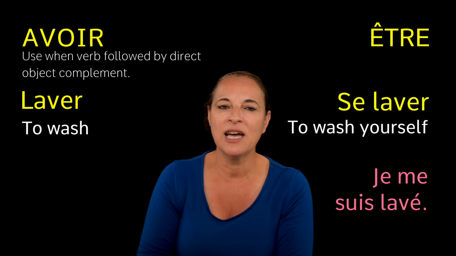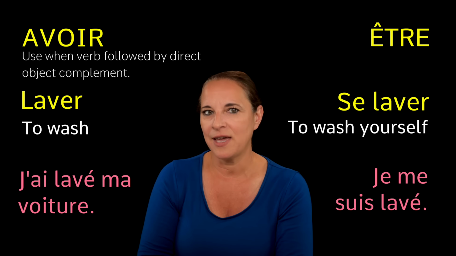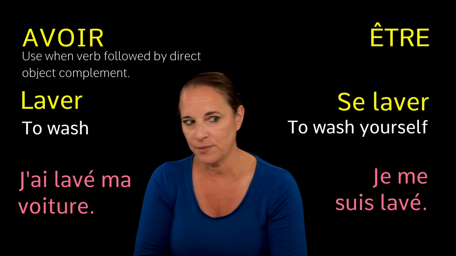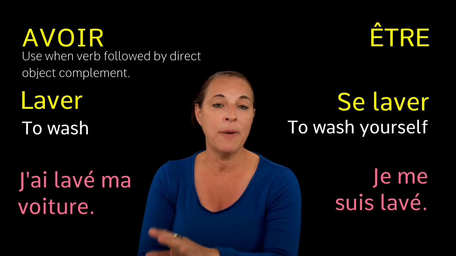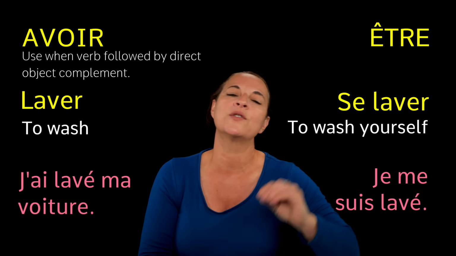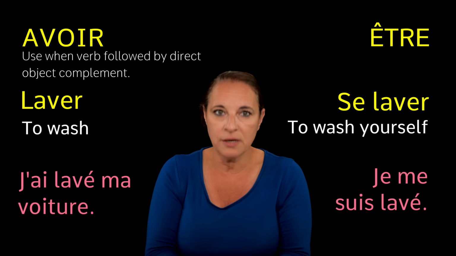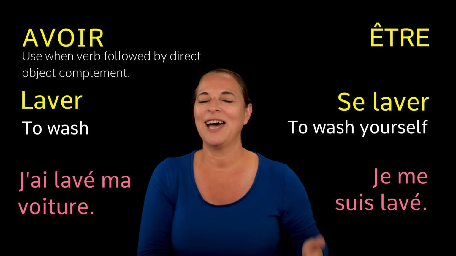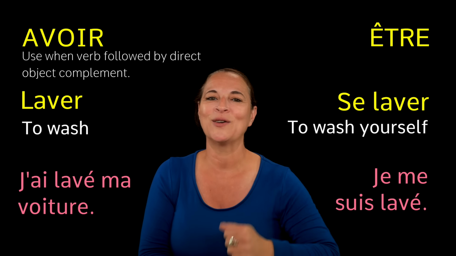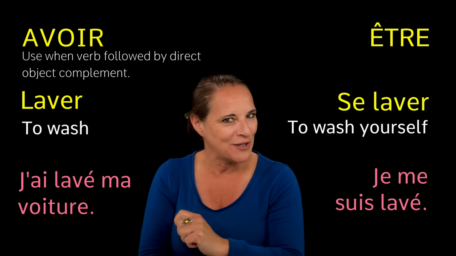Have a look at this. J'ai lavé ma voiture. So we're using the same verb here, but no longer as a reflexive. Here, ma voiture is a direct object to laver. I washed my car. So therefore, we've used to have as an auxiliary and not to be. Do you see what we've done here?